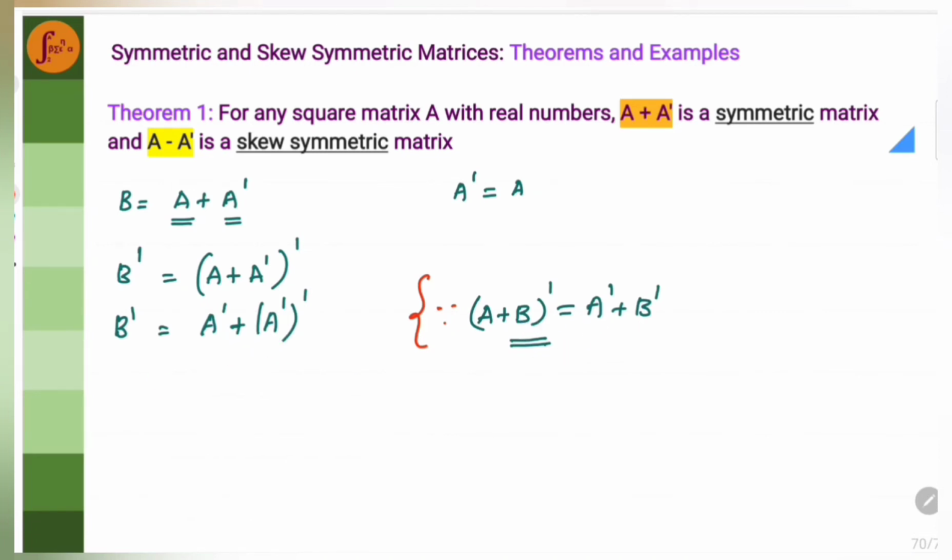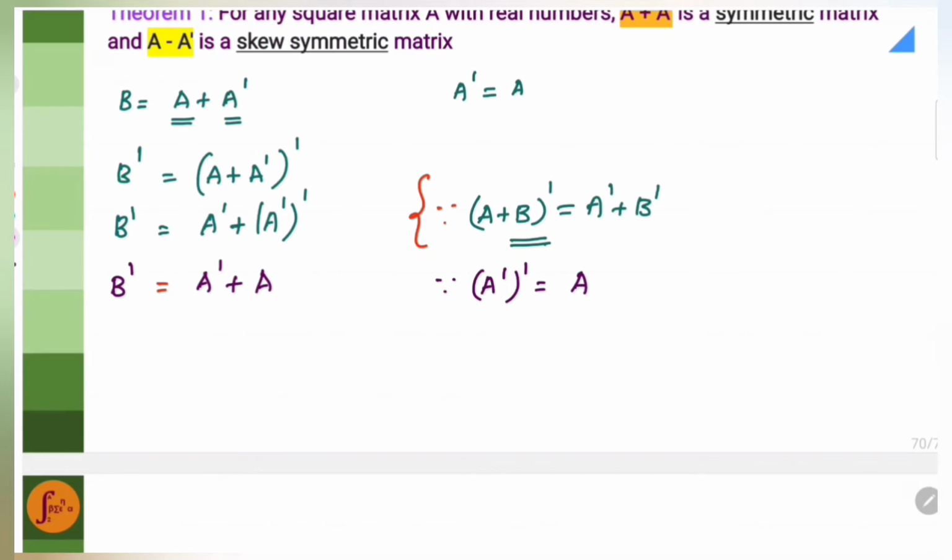Once we get this, we'll further simplify. What is the transpose of A transpose? There is a double transpose here. There is another property, which is that (A transpose) transpose is A itself. So we'll put this as A. Now B transpose is equal to A transpose plus A. What is A transpose plus A? We had assumed that A plus A transpose is B. So we can write this as B. So B transpose is B.